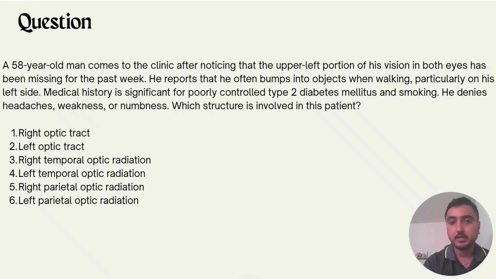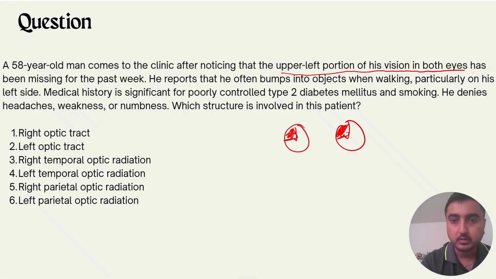So this can be done by drawing the visual fields, but after the optic chiasm, we have the involvement of the same side in both the eyes if the lesion is after the optic chiasm. All right, so this patient has upper left portion of his vision loss in both the eyes, which means the lesion is after the optic chiasm. So he has a visual field loss like this, and if we go by the rules, visual field loss on the left side means there is a structure involved in the right side after the optic chiasm.